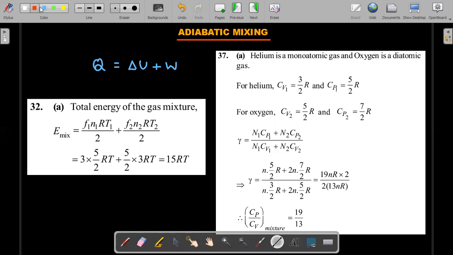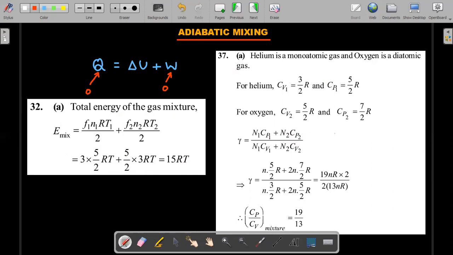Since you're mixing, the value of W will be 0, and adiabatically you're doing, this is 0. Therefore, U1 should be equal to U2. So when you're mixing, just add the internal energies, and you end up getting the total energy in the first question. And with the same logic, the total internal energy would be the same.